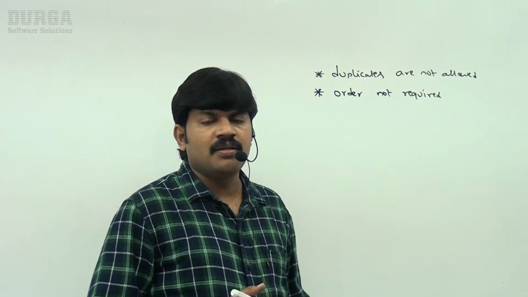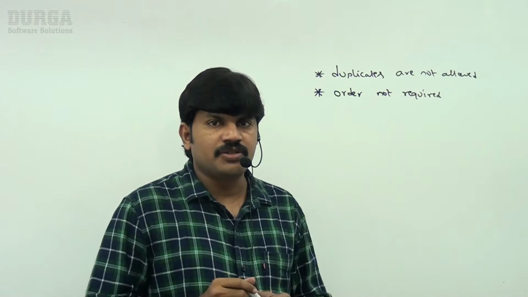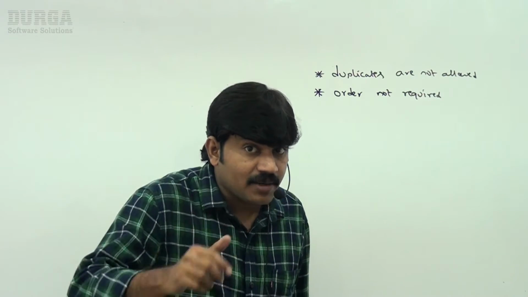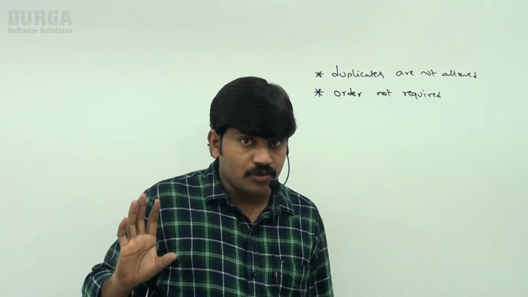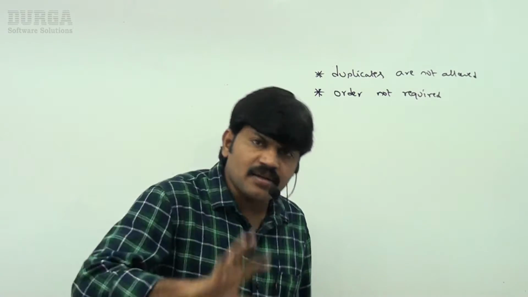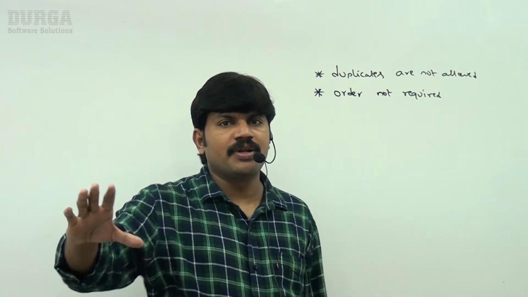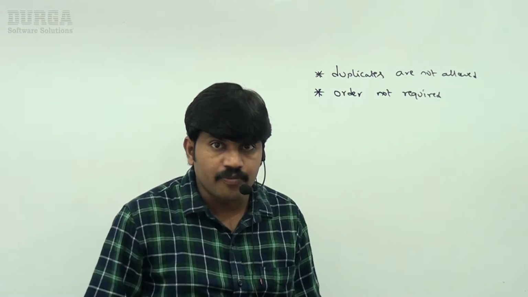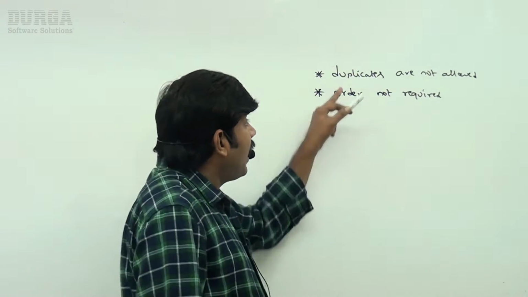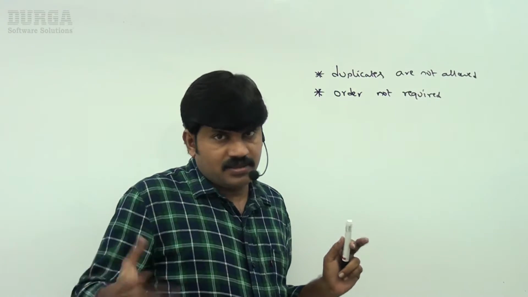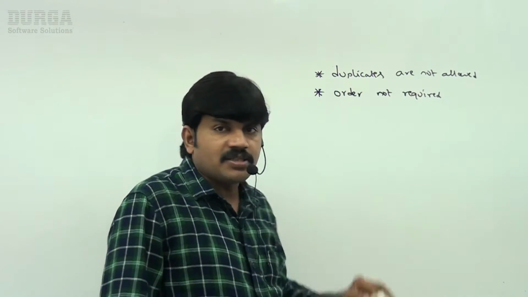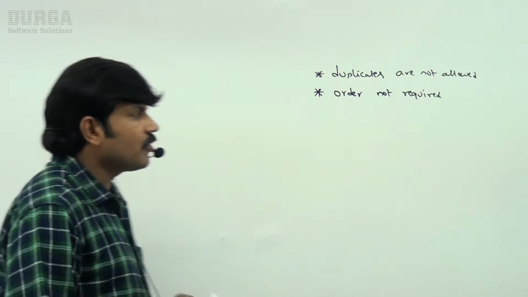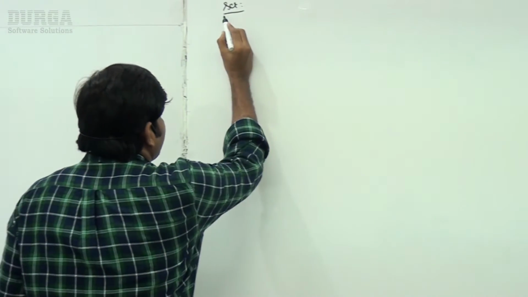Suppose, best example, I want to send one SMS message to all my students. So if any duplicate numbers are there, they should be removed. Duplicates are not allowed, so in any order you can send. But at last, for all the students, whether my message got delivered or not is very important. So where order is not required, order is not important, and duplicates are not allowed, if you have such a type of requirement, then it is better to go for the set data structure, right?